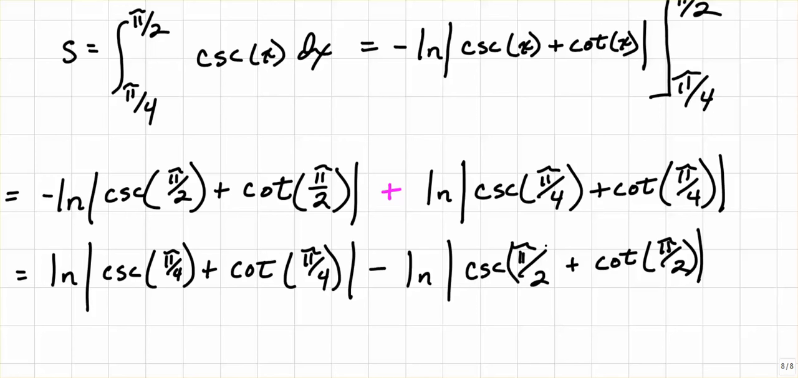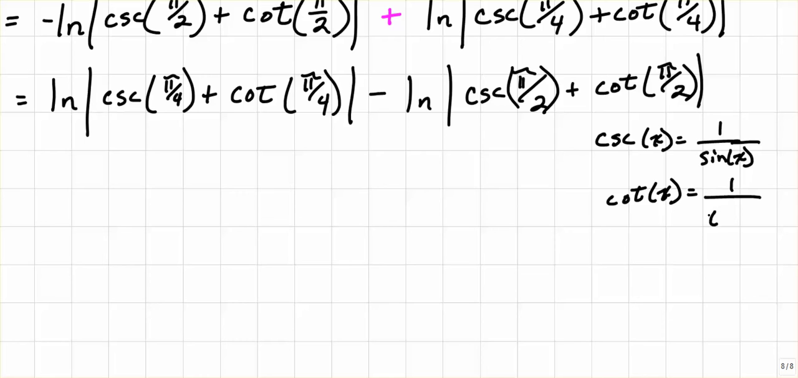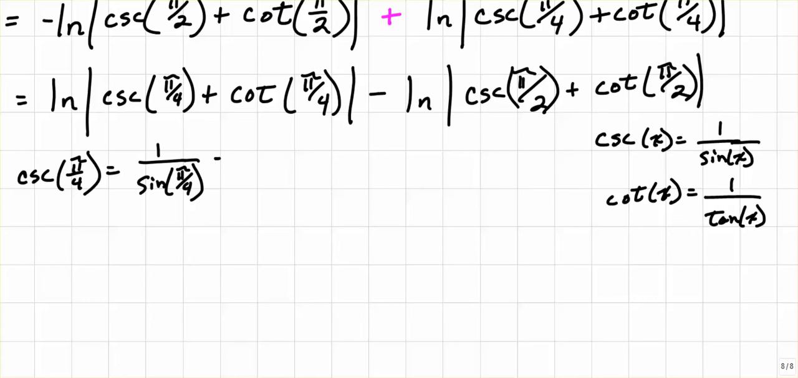Okay, now that I have this, I can go ahead and start to do some evaluation, remembering that the cosecant of x is equal to 1 over the sine of x, and that the cotangent of x is equal to 1 over the tangent of x. So that means I can take the cosecant of pi over 4 and convert that into 1 over the sine of pi over 4, which will be equal to 1 over the square root of 2 over 2, or actually 1 over the square root of 2, so this is going to be equal to the square root of 2.